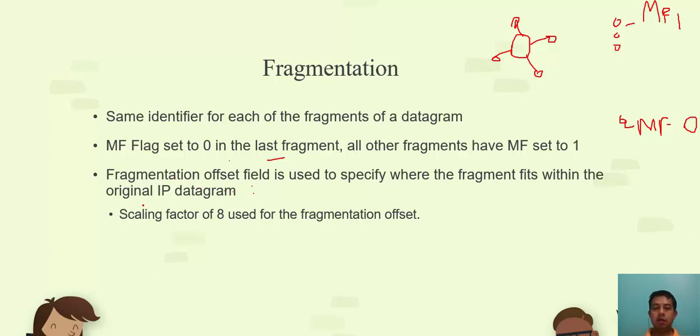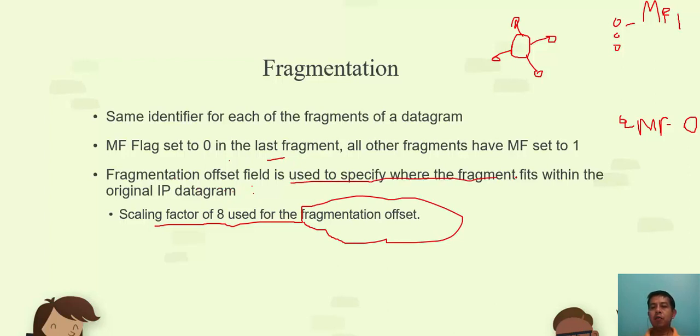Now another important thing is that a scaling factor of 8 is used for the last field, which is known as the fragmentation offset. Now what is fragmentation offset? The fragmentation offset field is used to specify where the fragment fits within the original IP datagram. So till now, we have created some smaller fragments, we have given them the same identification number, so the receiver knows that they belong to the same datagram and can be reassembled together. When it receives a fragment with MF 0, that means this is the last fragment, and for all the other fragments where MF is set to 1, these are fragments other than the last one.